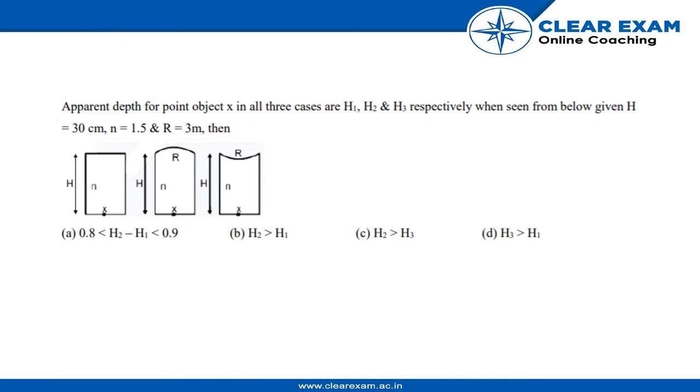The apparent depth for point object x in all three cases, h1, h2, h3 respectively, when seen from below, given h equals 30 centimeters, n equals 1.5 and r equals 3 m, then what are they?